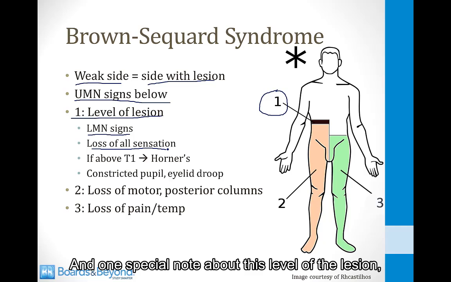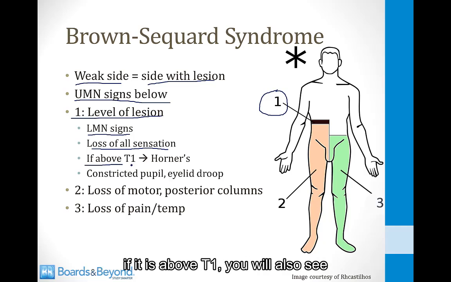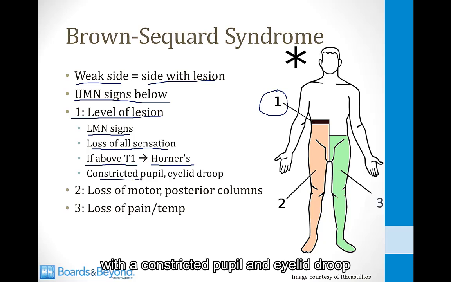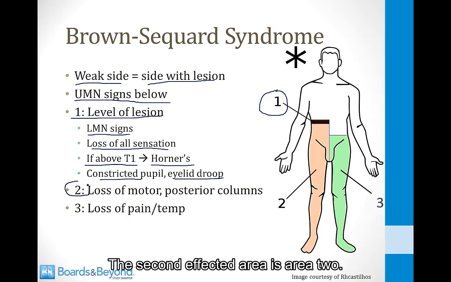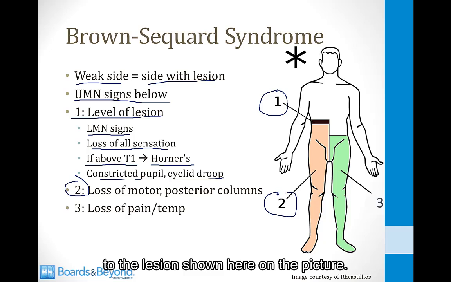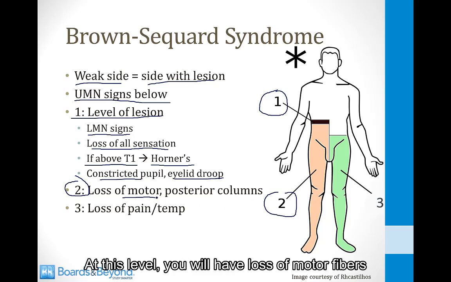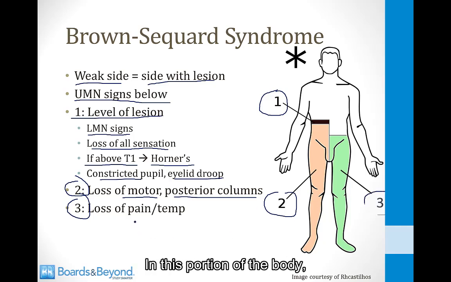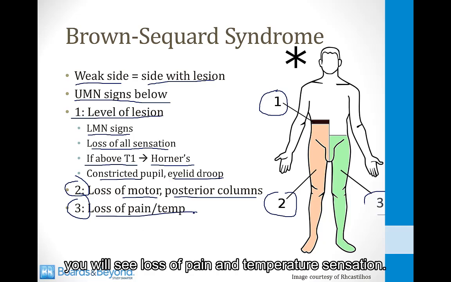One special note about this level of the lesion: if it is above T1, you will also see loss of sympathetic nerve fibers, and this will lead to a Horner syndrome with a constricted pupil and eyelid droop on that side of the body. The second affected area is area 2. This is the ipsilateral side to the lesion shown here on the picture. At this level, you will have loss of motor fibers and loss of the posterior columns. And then finally, there is the third area, which is contralateral to the lesion shown over here on the picture. In this portion of the body, you will see loss of pain and temperature sensation.